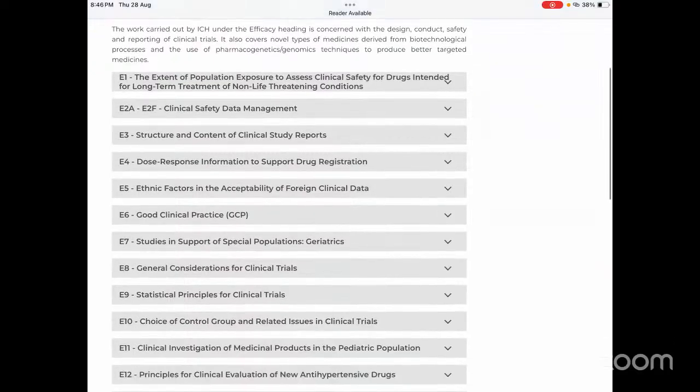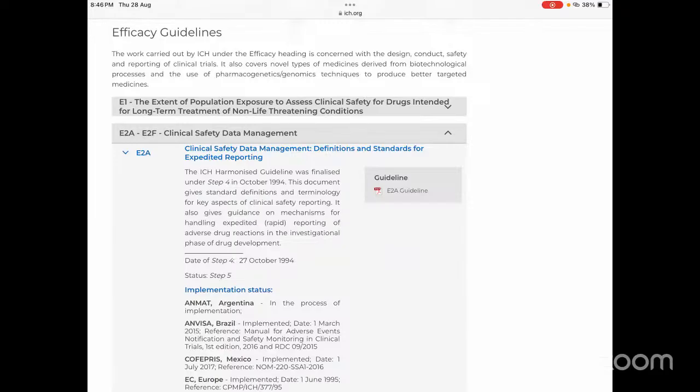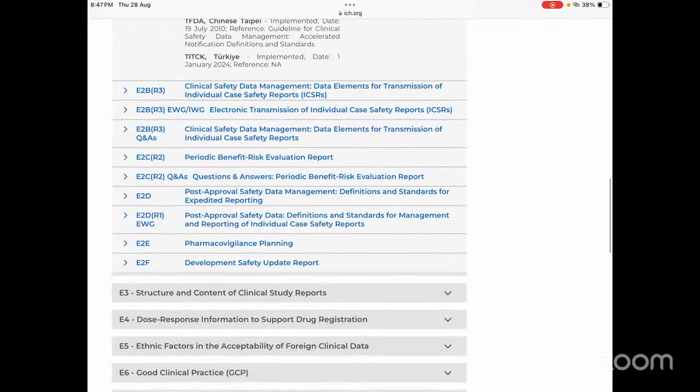Can you see all the guidelines we can see here? Starting from E1, E2A, E3. Now, E2 is a little out of scope, but I will tell you, E2A, E2F, all the guidelines. What is written there? Clinical safety data management. That means your pharmacovigilance guidelines.